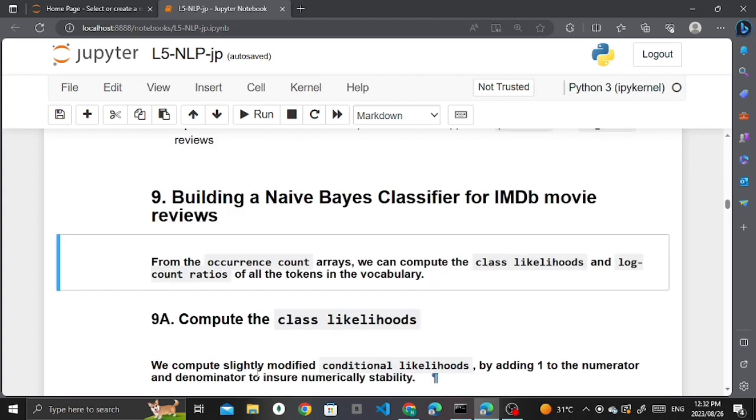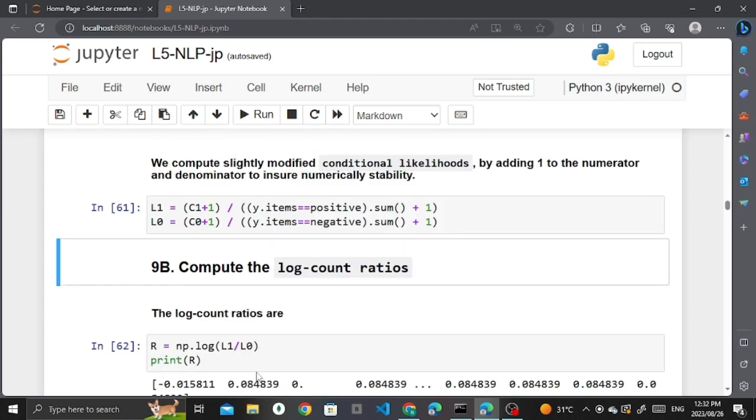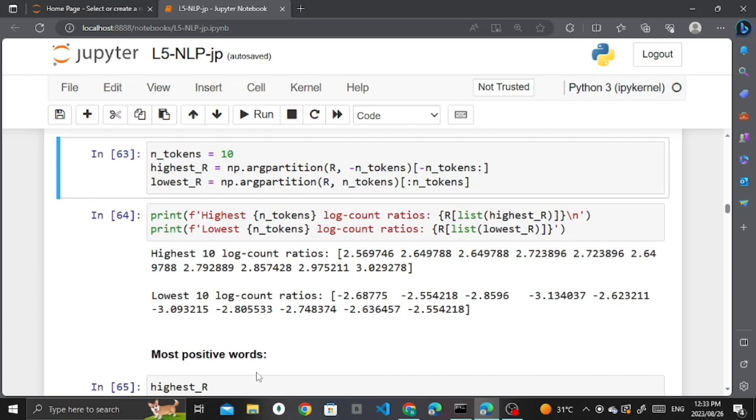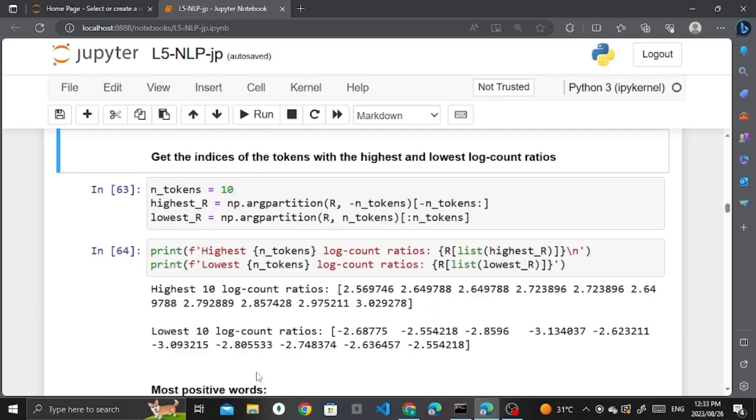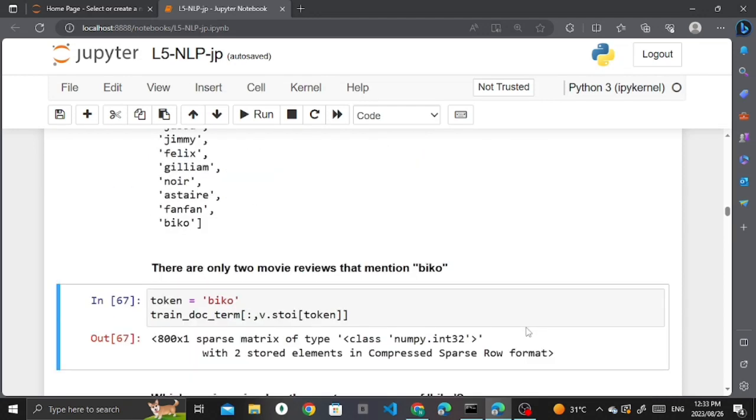So the next thing is we are building a naive Bayes classifier with IMDb movie reviews. From the occurrence count arrays, we can compute the class likelihoods and log count ratios, as I explained, of all the tokens in the vocabulary. First we will compute the class likelihoods. You can see the code later because this is really simple. Then we will compute the log count ratios. After that we have a simple exercise that you can see. Then we will get the indices of the tokens with the highest and lowest count ratios. See here, we are getting those indices. Then we're going to compute some positive words and so on. So let's go.